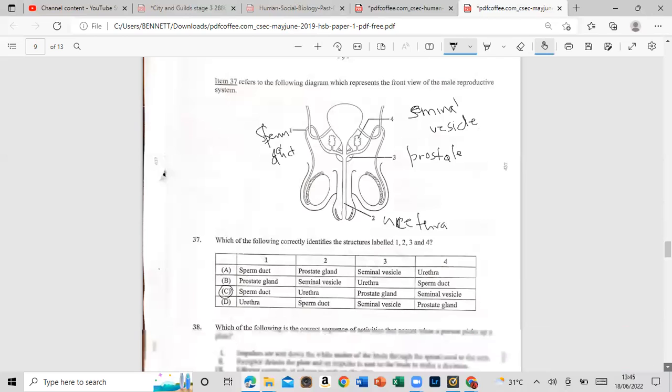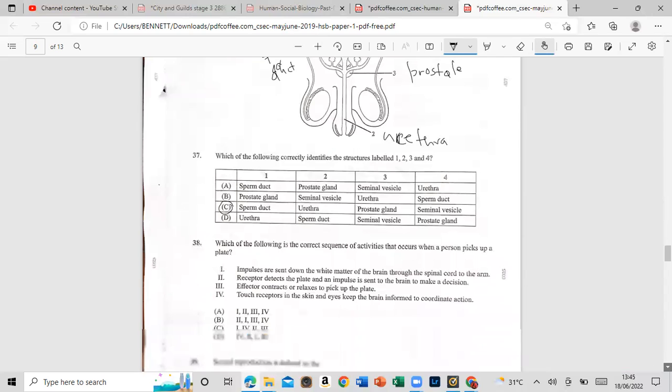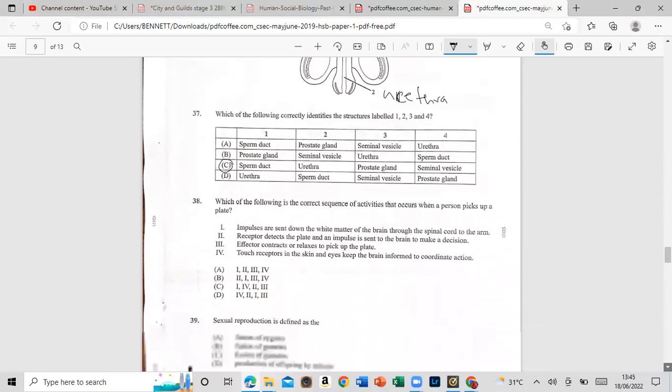So this is C. Let's move on to 38. Which of the following is the correct sequence of activities that occurs when a person picks up a plate? 1. Impulses are sent down the white matter of the brain through the spinal cord to the arm. 2. Receptors detect the plate and an impulse is sent to the brain to make a decision. 3. Effector contracts or relaxes to pick up the plate. 4. Touch receptors in the skin and eyes keep the brain informed to coordinate action. And that is 4, that's the beginning. 2 comes next. All right, so that is D.